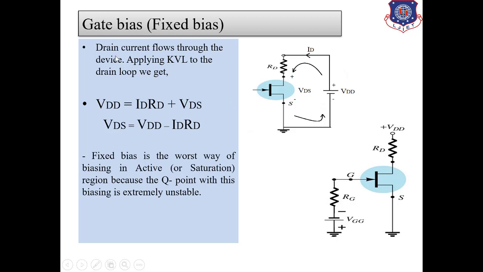So, first one, for gate bias, simply the negative gate voltage is applied to the gate terminal, and this is the output loop where we are connecting plus VDD to the drain. Applying the KVL, you have this simple equation, that is VDD is equal to IDRD plus VDS. You can make the output voltage the subject, which is the output voltage across drain and source, that is VDS. It is denoted by VDS is equal to VDD minus IDRD.